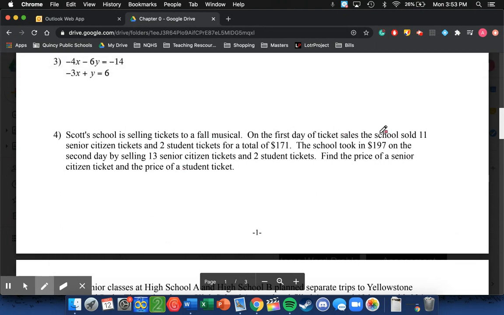What I'm interested in is, let's see, ticket sales 11 senior citizen, 2 student tickets, costs a total of $171. On the second day, $197 was the total for 13 senior citizen tickets and 2 student tickets. So let's find the price of a senior citizen ticket and a student ticket.